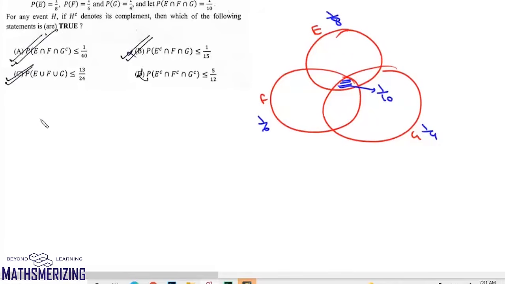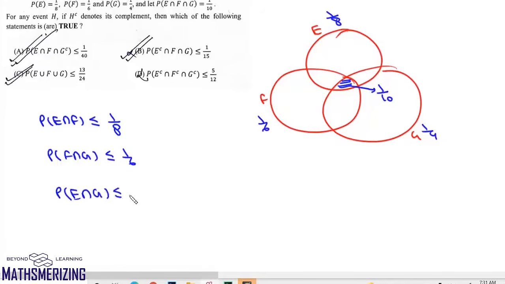Now we know that probability of E intersection F will be less than or equal to minimum of probability of E and F, and in between E and F the smaller value is 1 by 8, so it will be always less than 1 by 8. In the same way, probability of F intersection G will be less than smaller value between F and G, which is 1 by 6, and the same way probability of E intersection G will be less than or equal to 1 by 8.